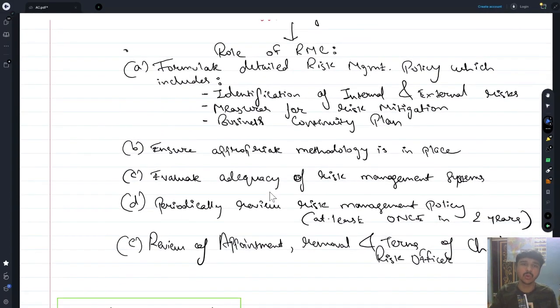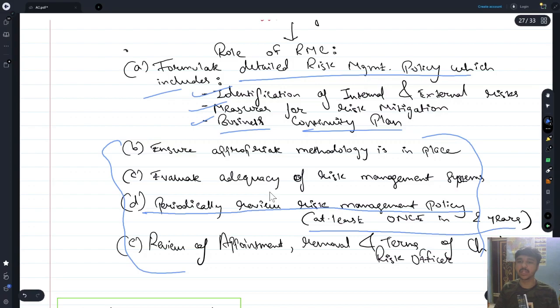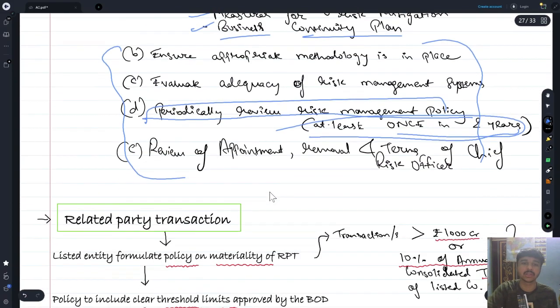Now what they will do, obviously they will formulate a detailed risk management policy which will identify the internal and external risk. They will formulate the measures for risk mitigation. They will evaluate the business continuity plans, and more or less more are there. This one is important. They should periodically review the risk management policy at least once in 2 years. This is very relevant for your MCQ. That is, at least once in 2 years they should review their risk management policy.